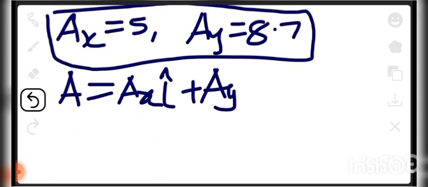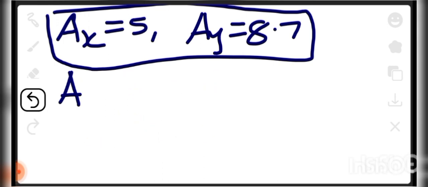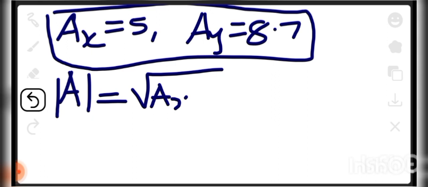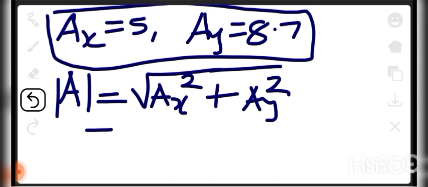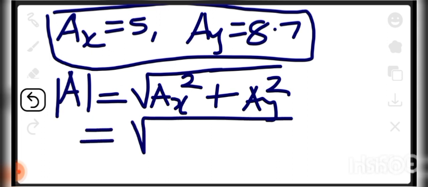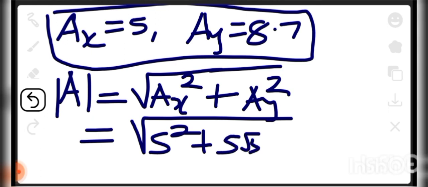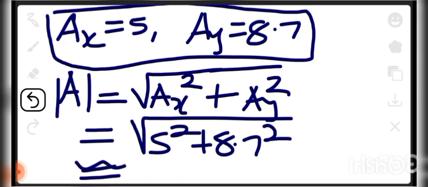Let's check the magnitude so that you see it. Magnitude is 10. So what is the magnitude of A? It will just be the square root of AX, the coefficient of the i axis, squared, plus AY, the coefficient of the j axis, squared. That will be the square root of 5 squared plus 5 root 3 squared, or you just use 8.7 squared. So you are going to have an approximate answer that will be equal to 10. That is from the question. We're given the magnitude to be 10.